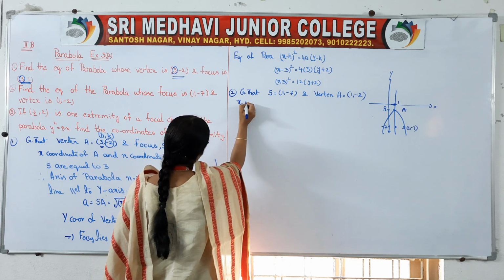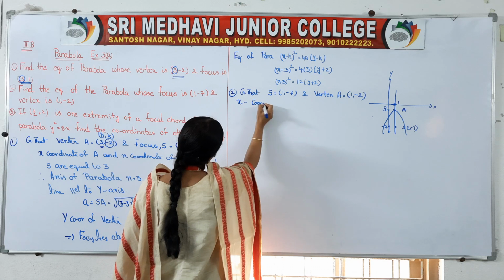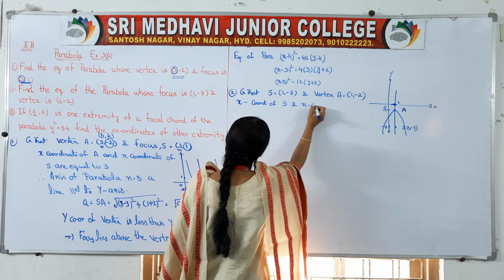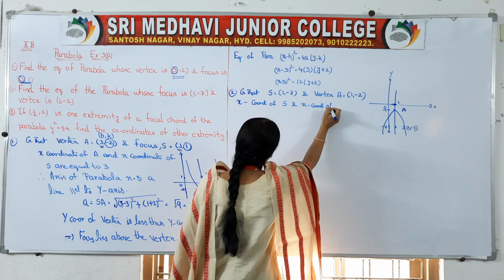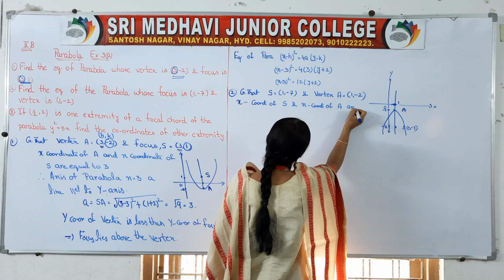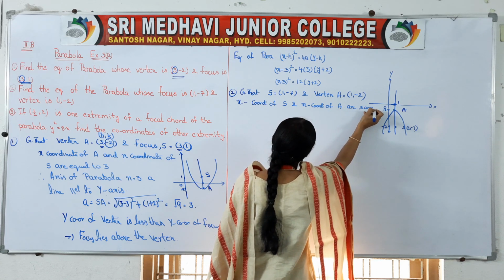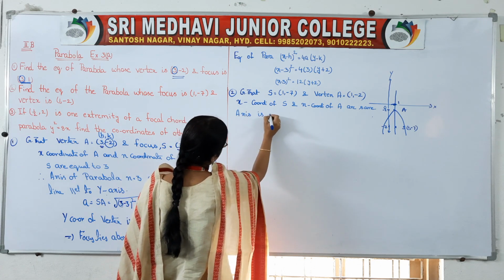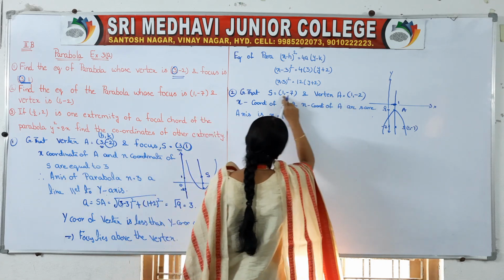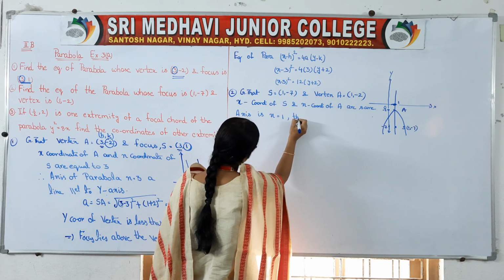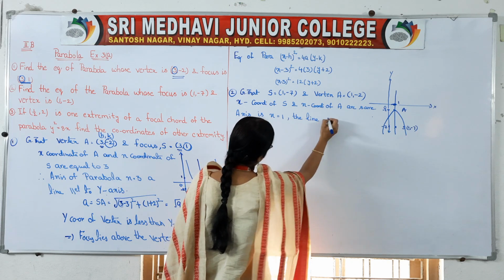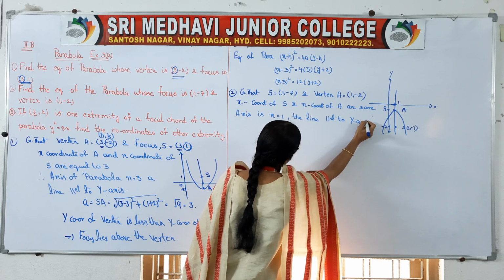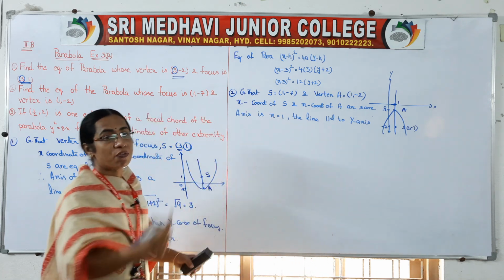The x coordinate of S and the x coordinate of A are the same, right? So what is the axis of the parabola? x is equal to 1 is the axis of the parabola. The line, right? The line parallel to the y axis. We can take this as the line parallel to the y axis.